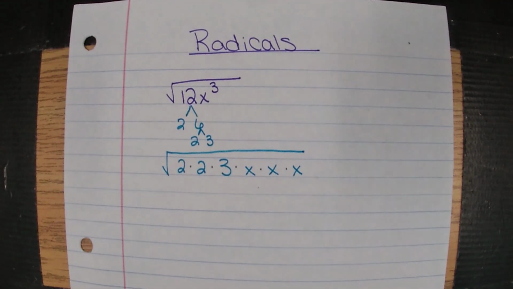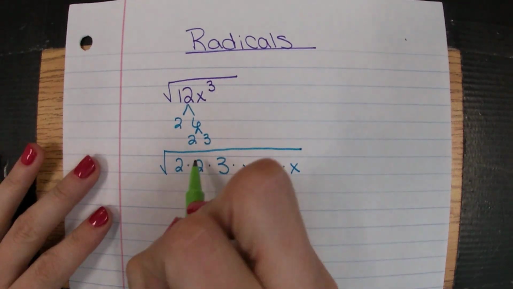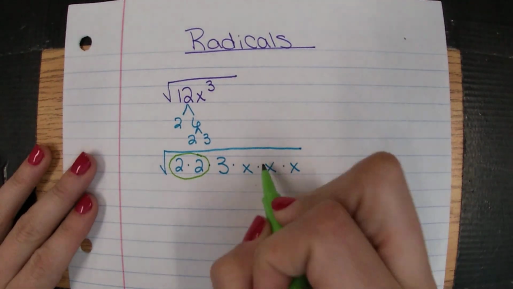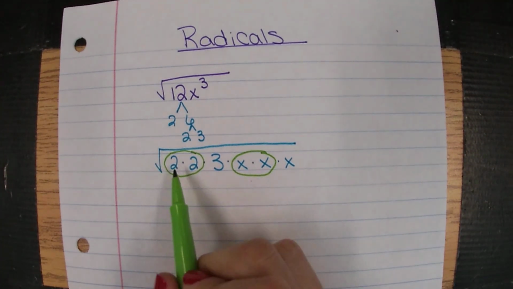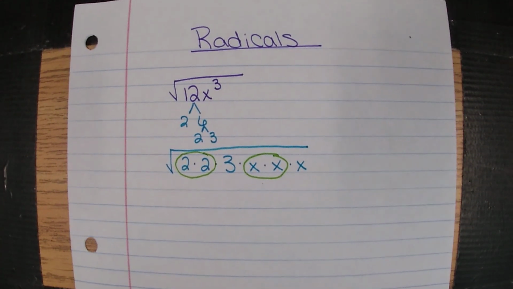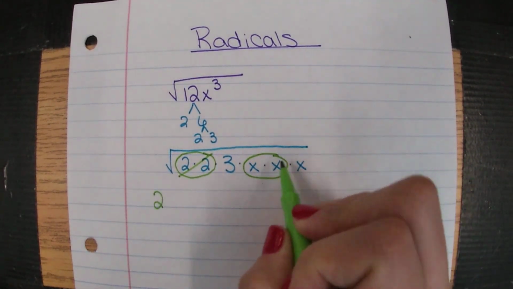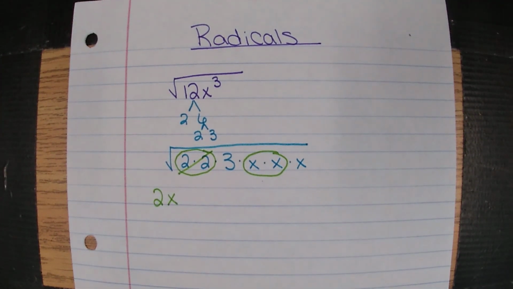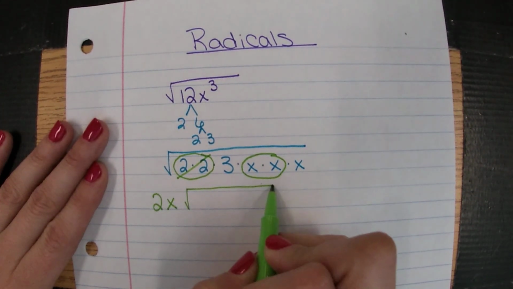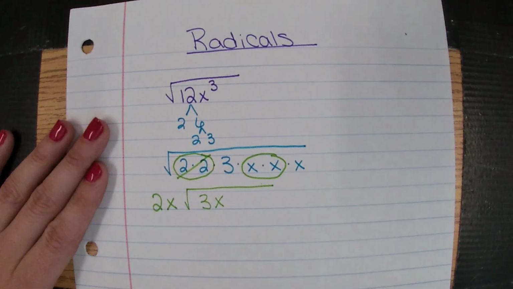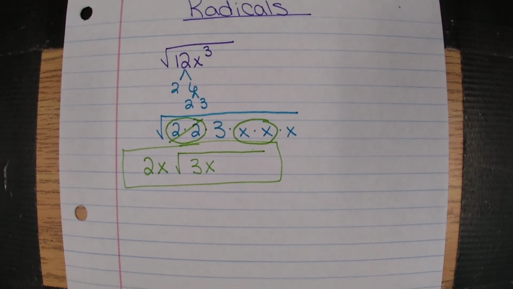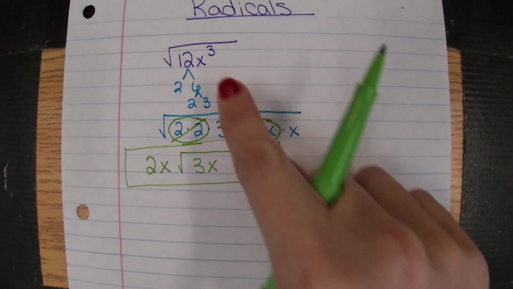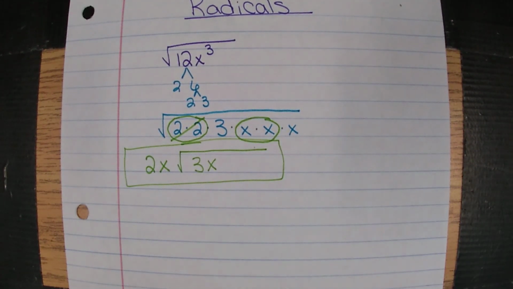And then just like we did yesterday, we are now going to circle the pairs. So we have a pair of 2's and we have a pair of x's. So we're going to have a 2x that's coming out in front, right? A 2 comes out in front, an x comes out in front. And then what do we have left inside? Inside we have a 3 and we have an x and we are done. Okay, so really we didn't involve anything new, nothing's changed. We just got to get that variable prime factored and then the process plays out exactly how it did yesterday.